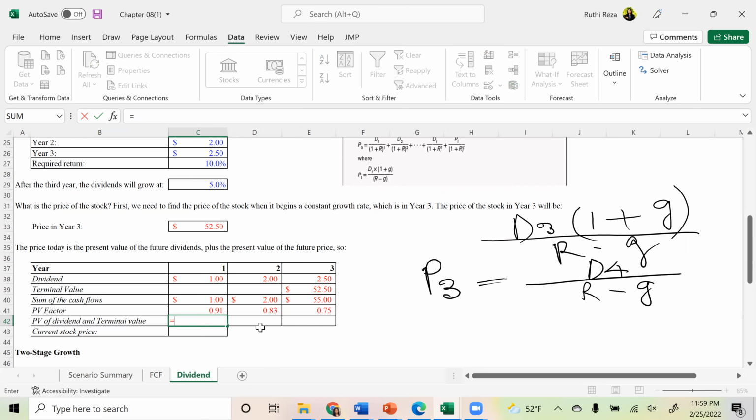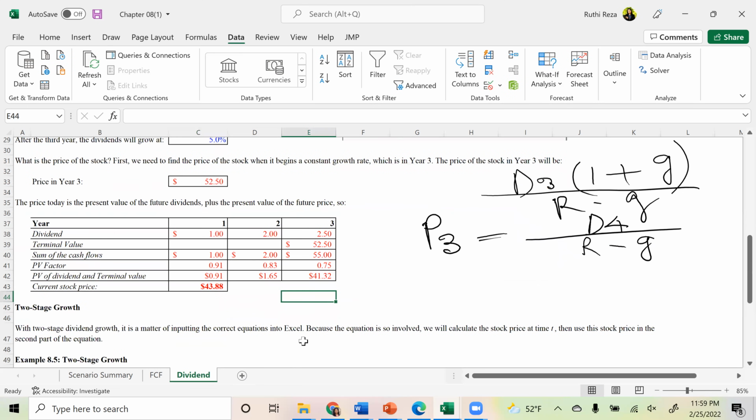Next, present value of our cash flows. Sum of cash flows times the discount factor. This is how we get present value of the cash flows, and the current stock price should be the sum of the discounted values. So current stock price here should be $43.88.